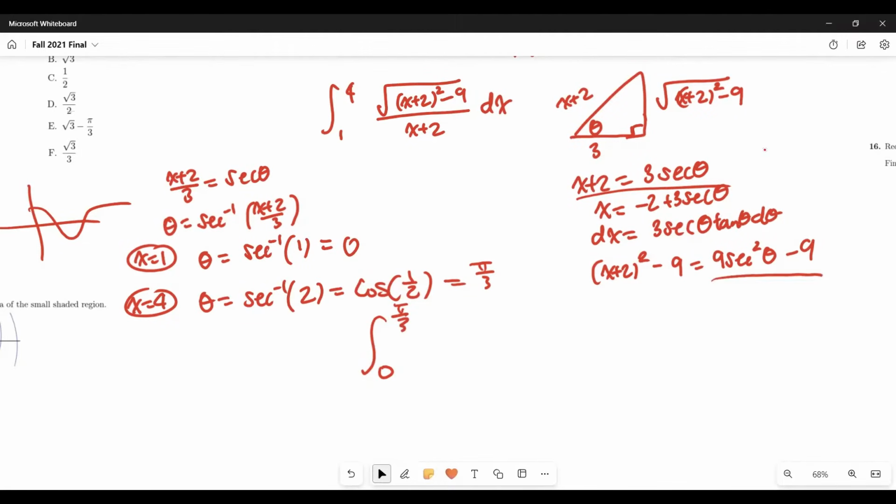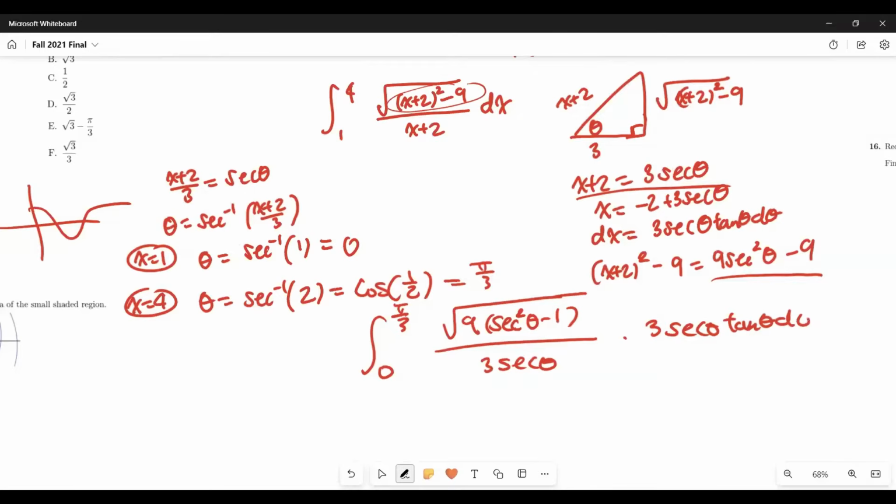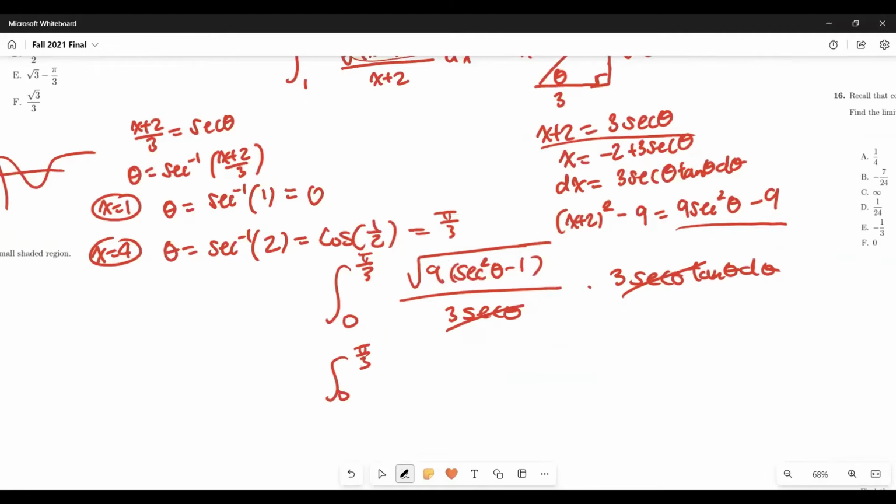And then this value is the inside of the square root. So 9 secant squared theta minus 1, I'm going to group it by 9, so it's easier to compute later. And then x plus 2 is 3 secant theta, times 3 secant theta tangent theta d theta. The 3 secant theta cancels out. So this becomes 0 to pi over 3, square root of 9 times secant squared theta minus 1, times tangent theta d theta. And if you recall, secant squared theta minus 1 is tangent squared theta by the trig identity, and then it's the square root.